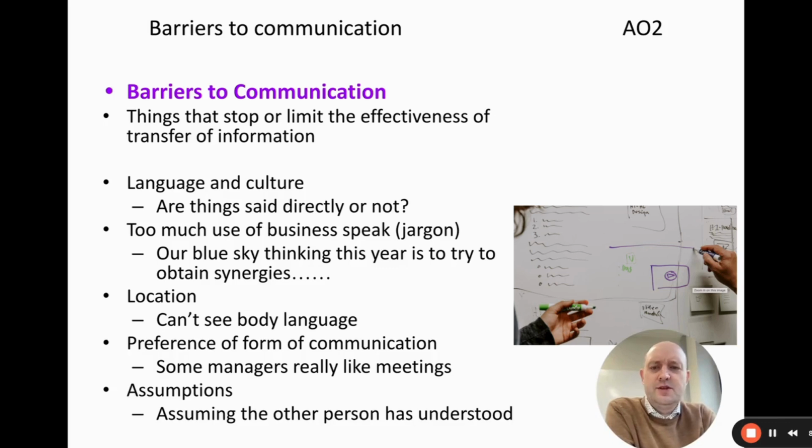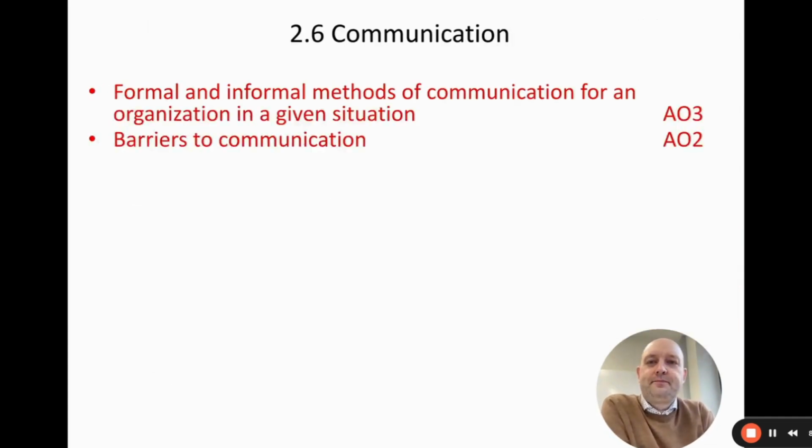And also assumptions, assuming the other person has understood. I think this comes back to culture as well. I think in some cultures, if people don't understand it, they won't say they don't understand. Whereas in other cultures, they actually will. And I think this can be a personal thing as well. Some people just go, oh yeah, I get it, but they actually don't. And then there's miscommunication that way.